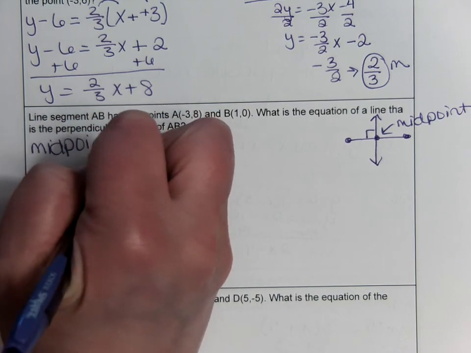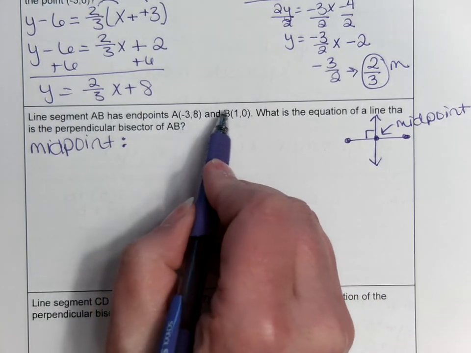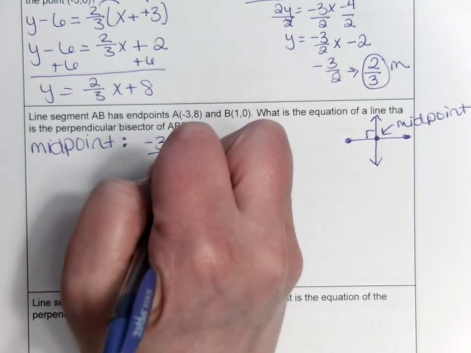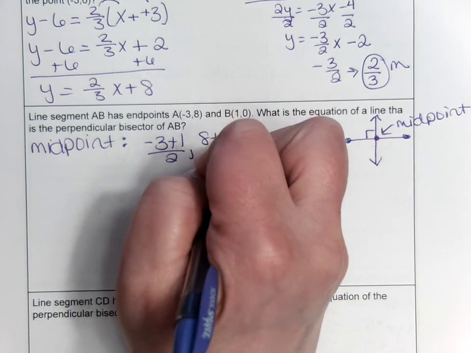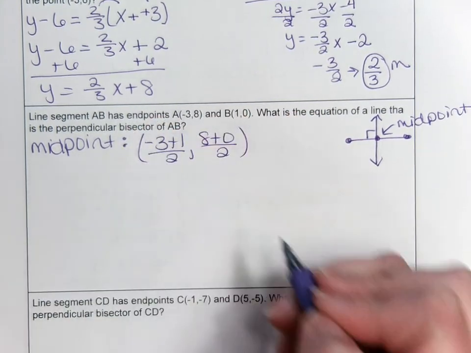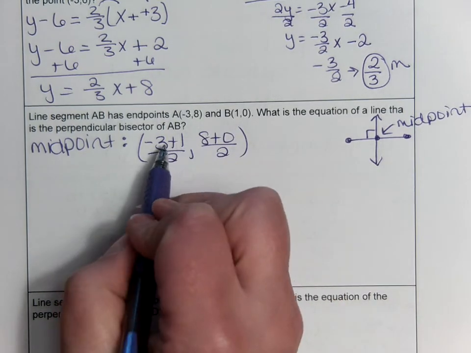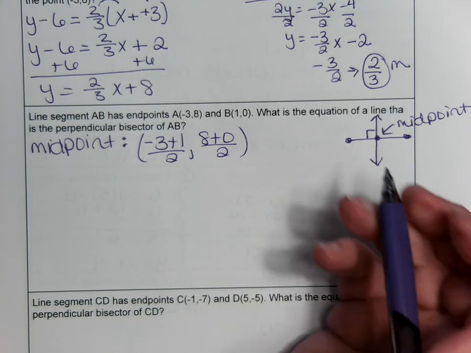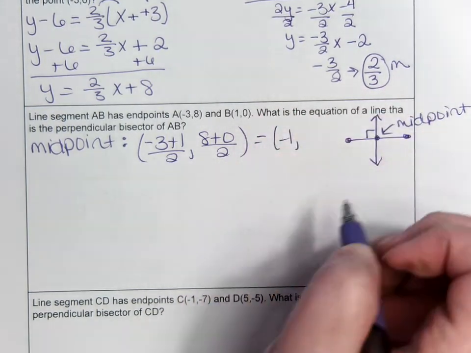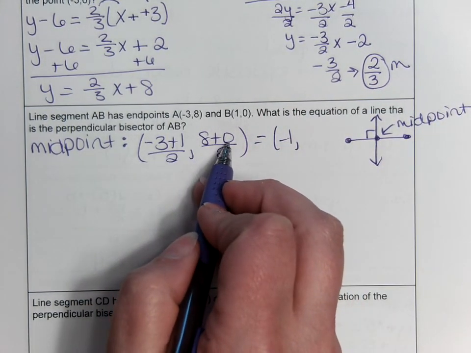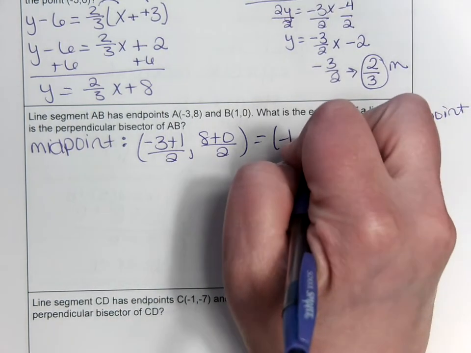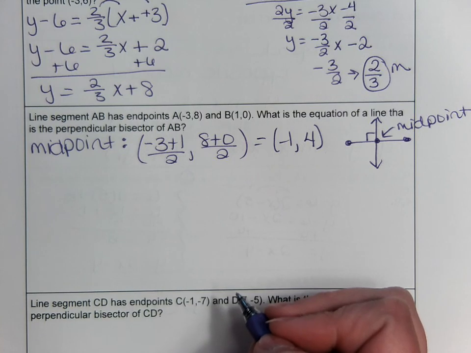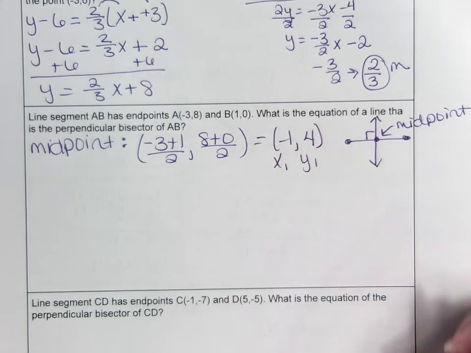So first thing we have to do is find that midpoint. Our midpoint formula, remember, is we average our x's and we average our y's. So (-3 plus 1) divided by 2, comma, (8 plus 0) divided by 2, in parentheses. -3 plus 1 is -2, and -2 divided by 2 is -1. 8 plus 0 is 8. 8 divided by 2 is 4. So our midpoint is (-1, 4). That's our x1, y1.